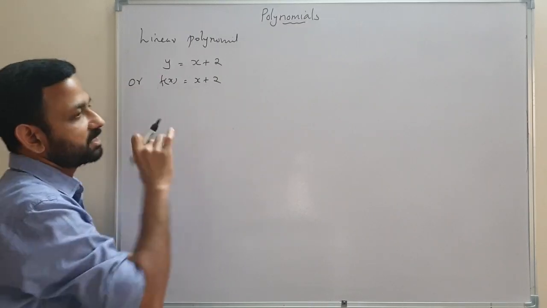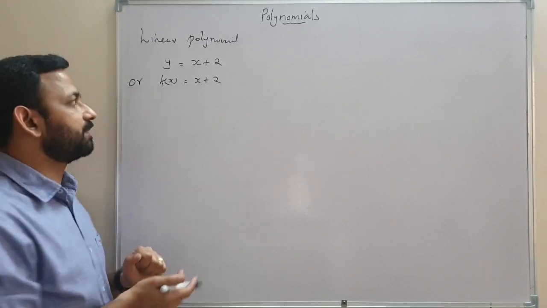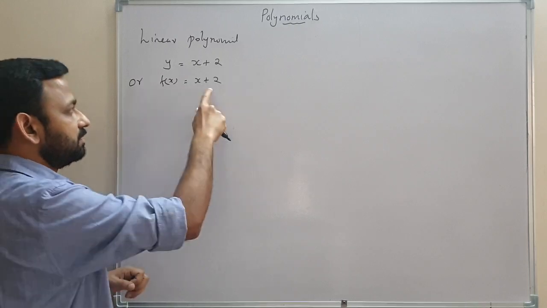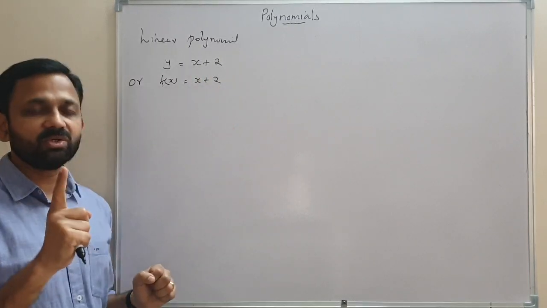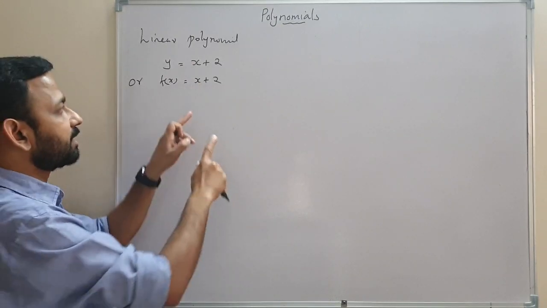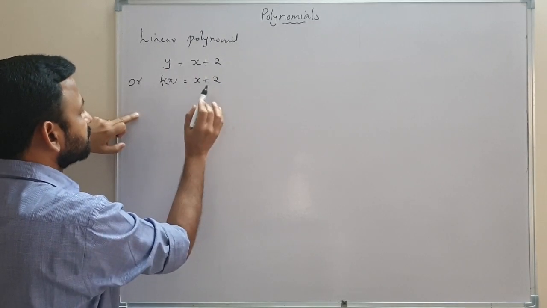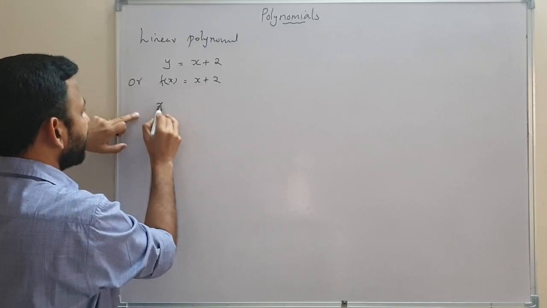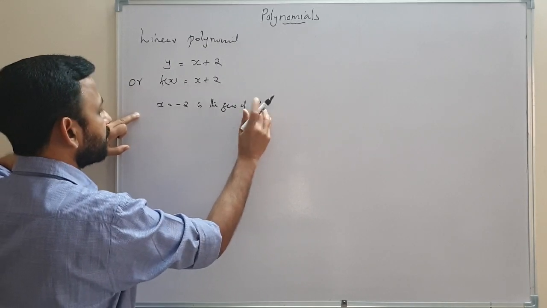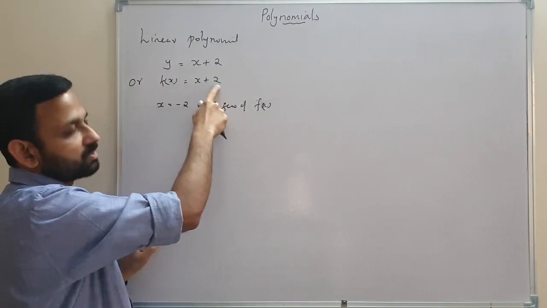So if we want to find a 0 of the polynomial, in 9th standard you learned how to find the 0 of the polynomial. When we replace x by a particular number, the value of the polynomial becomes 0. That number is called the 0 of the polynomial. So here when we replace x by minus 2, the polynomial becomes 0. So x is equal to minus 2 is the 0 of polynomial f of x. When we replace x by minus 2, minus 2 plus 2 is 0.